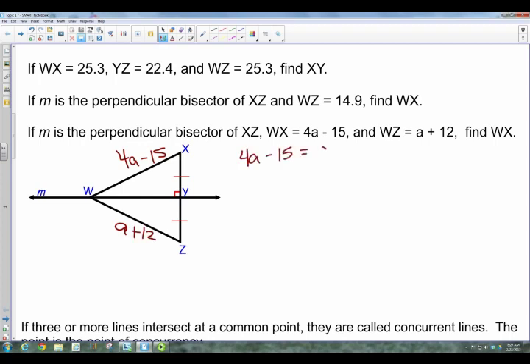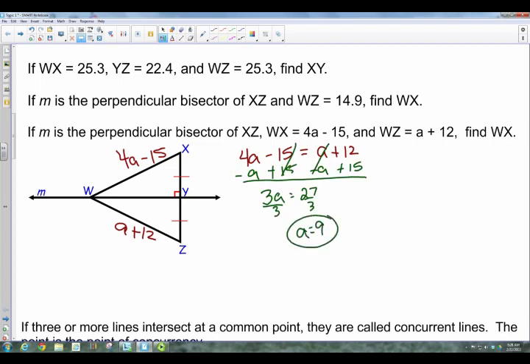That's one thing you guys should start to see by now: congruent things, you set them equal. So we've got our equation now, we solve. Subtract A, add 15. So those cancel. You've got 3A equals 27. Divide by 3, and that gives you A equals 9. It's not asking for A, it's asking for WX. So I can substitute and get 9 plus 12 equals 21.